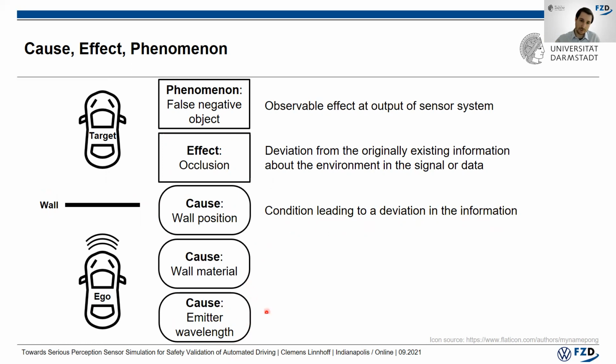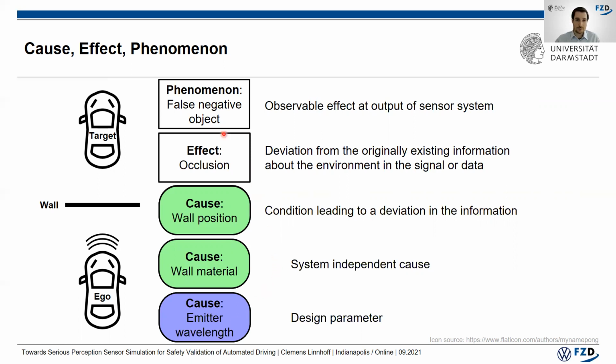And we can see a difference between these two kinds of causes. So we differentiate between system-independent causes, like the wall position or material, that only rely on the environment itself, and specific design parameters of the sensor system we're using. So the emitter wavelength is a parameter that's specifically designed by the engineering team of that sensor.